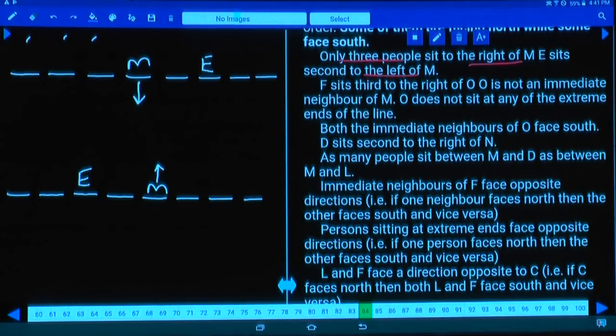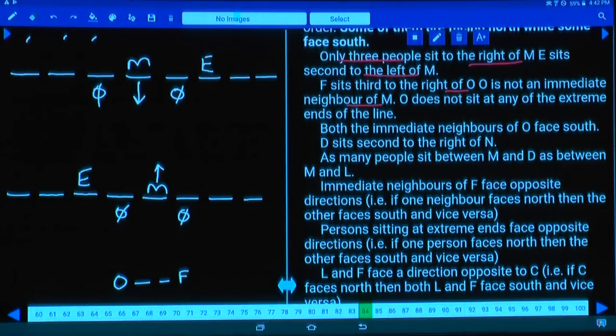F sits third to the right of O. F is seated third to the right of whom? F is seated third to the right of O. And O is not an immediate neighbor of M. O cannot be in these 2 places. As O cannot be in these 2 places, between O and F there must be how many persons? 2 persons. F sits third to the right of O.